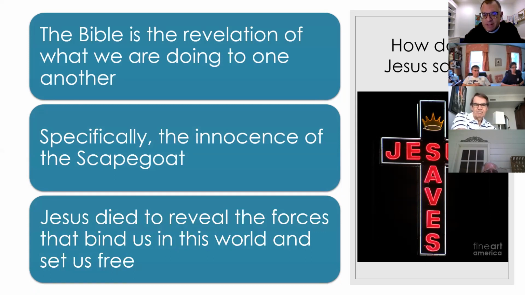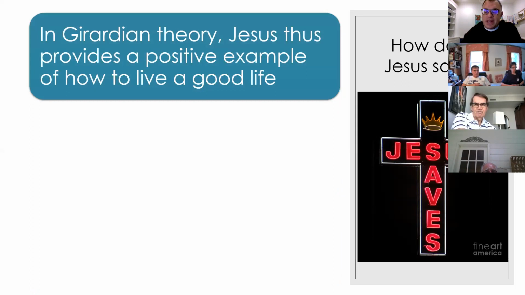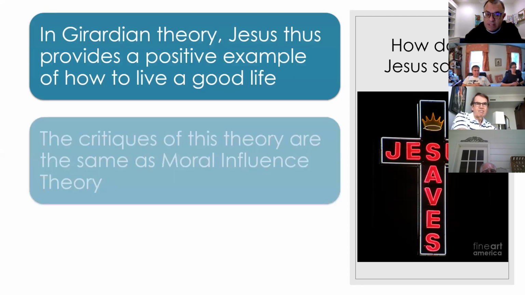Again, that's a super fast and perhaps even simplistic version of Girard, but that's the ideas behind Girard. In Girardian theory, then, Jesus provides a positive example of how to live a good life, much like the moral influence theory. His whole life matters, but even more, there is that sort of correction that now we know why he died for us in Girardian theory, that nonviolent atonement.